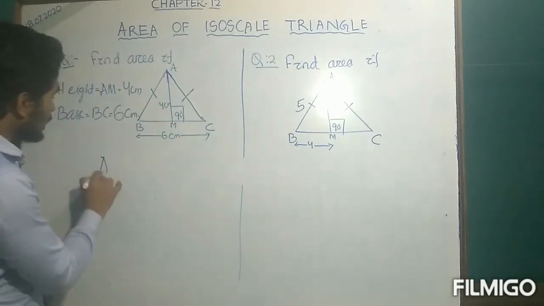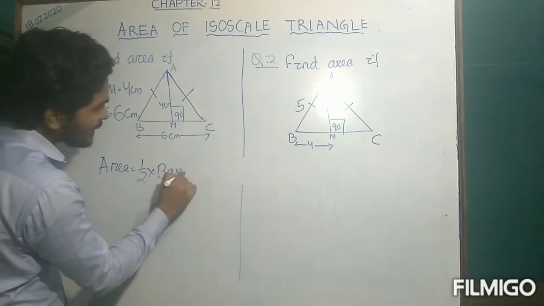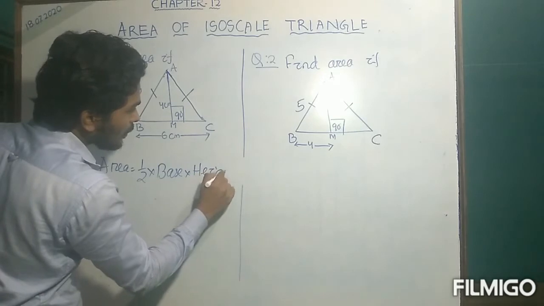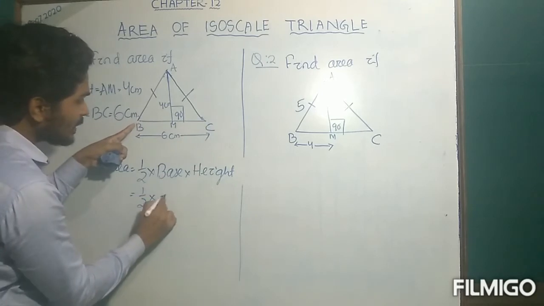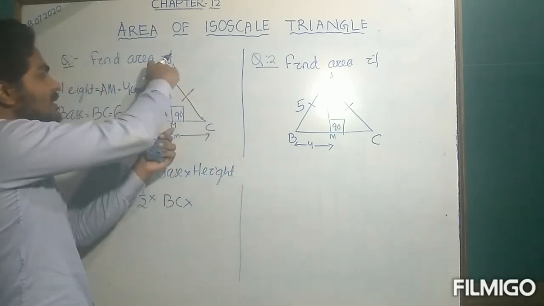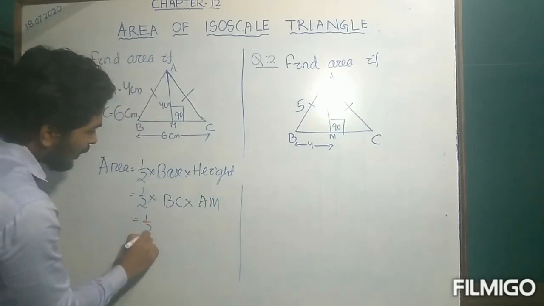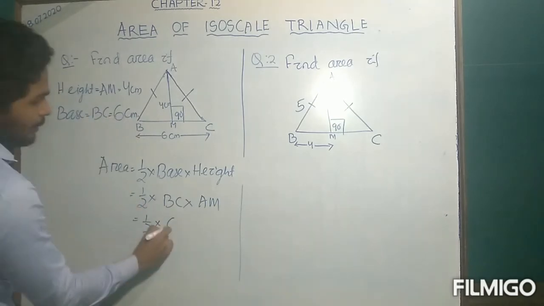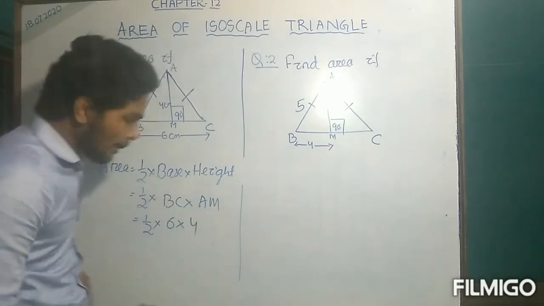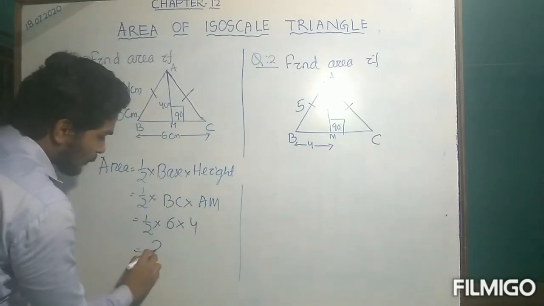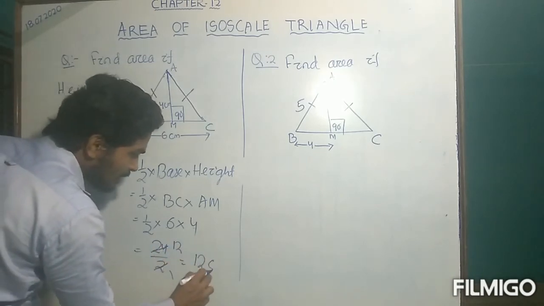As we know, the area of an isosceles triangle is half into base into height. Here the base is BC into the height. This is height AM. So half into BC, which is 6 cm, into AM. AM is 4 cm. Clear? So 6 times 4 is 24 by 2, 2 ones are 2, 2 sixes are 12, that is 12 square centimeter.